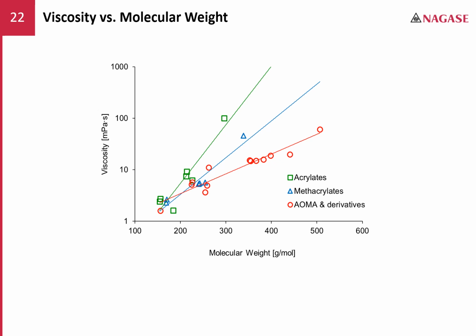On this chart, we have a comparison between a range of acrylates, in green, a range of methacrylates in blue, and a range of AOMA derivatives that we made in red. While they all increase as you increase the molecular weight, the AOMA family tends to increase at a slower rate than the acrylates and methacrylates. So that's very helpful. You can switch to a derivative of AOMA and still get some of the very good diluent properties that you'd want to achieve.